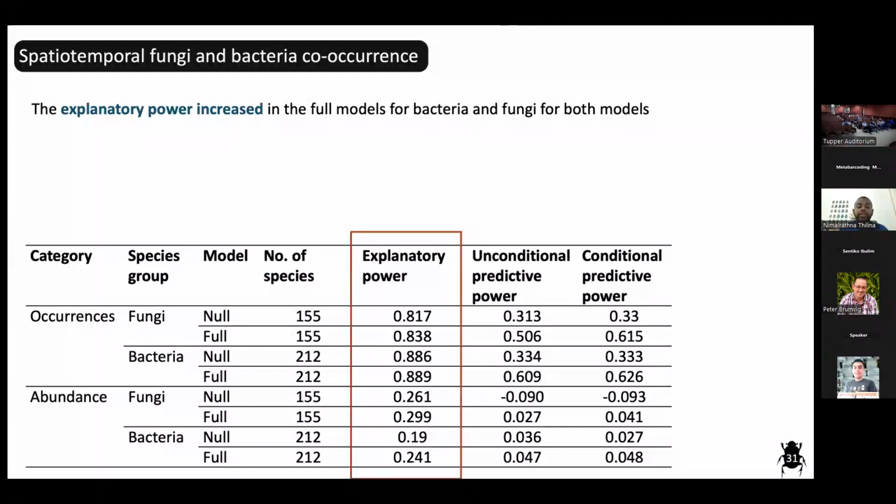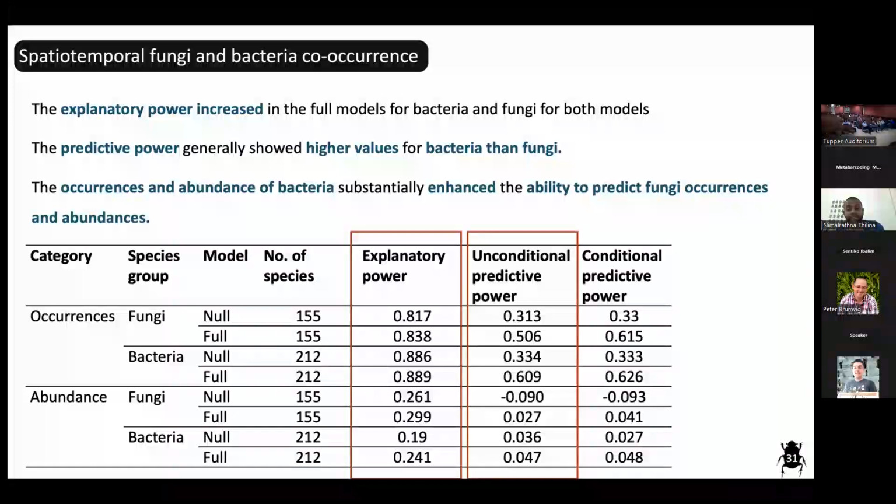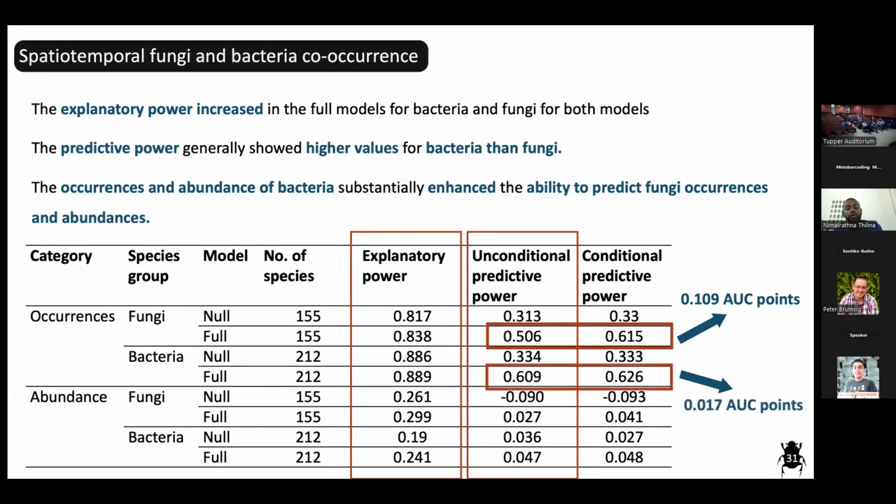When you look at the explanatory power of all these developed models, the explanatory power is also increasing for the full model, which includes all the environmental parameters. Unconditional predictive power again shows a higher value for the bacteria than the fungi. Among them, the most important one is the conditional predictive power, which is used to describe how much the occurrence of one group, in this case bacteria or fungi, is explained when the other group is present. So here it's showing that the points were higher for the fungi when they account for the occurrence of the bacteria.